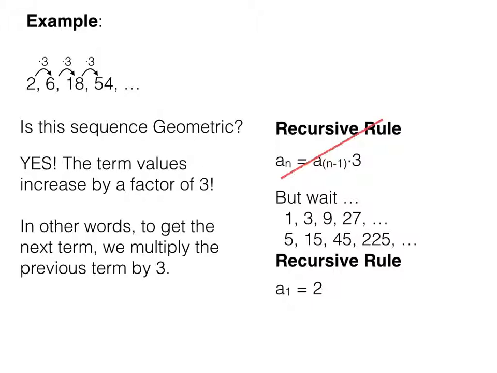We have to start with a sub 1 equals 2, and then we can say a sub n equals a sub n minus 1 times 3. Now we know we're starting at 2, and then to get the next term, we multiply the previous term by 3. To get the second term, we multiply 2 times 3, because 2 is the first term. Okay, so that's the recursive rule.